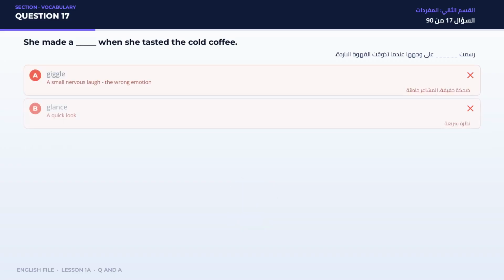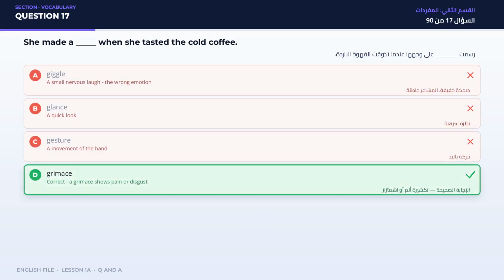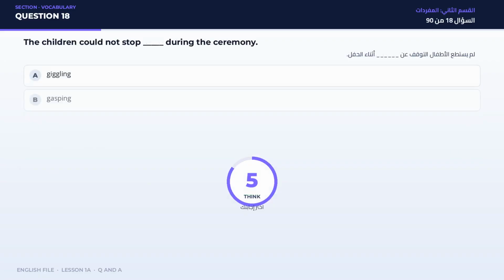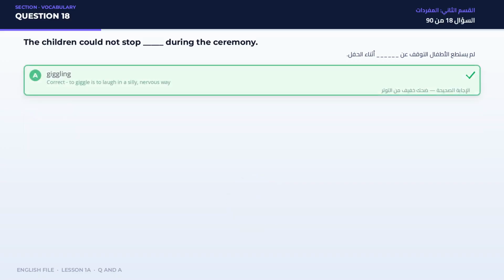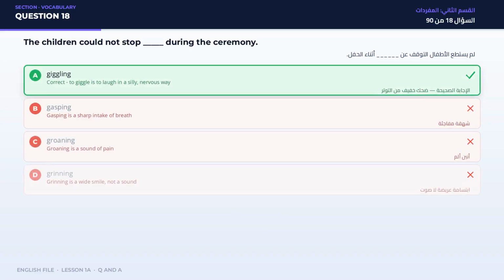Question 17. The answer is D, grimace. A grimace shows pain or disgust. Not A, a small nervous laugh, the wrong emotion. B, a quick look. Question 18. The answer is A, giggling. To giggle is to laugh in a silly, nervous way. Not B, gasping is a sharp intake of breath. C, groaning is a sound of pain. D, grinning is a wide smile.